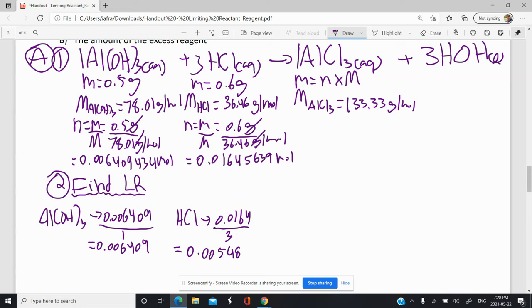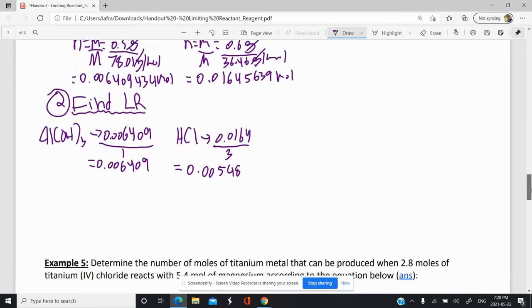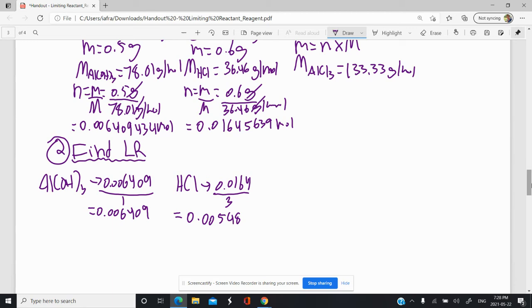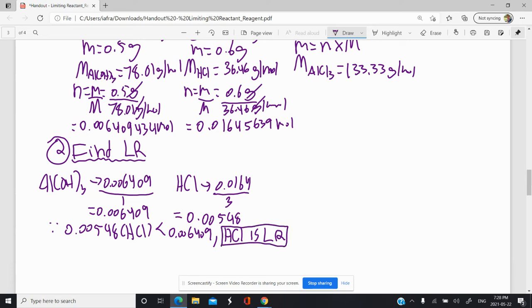So in this case, my smallest number is for the HCl, right? So notice that over here, since the 0.00548, which is HCl, is smaller than the 0.006409, HCl is the limiting reagent. So we found our limiting reactant.